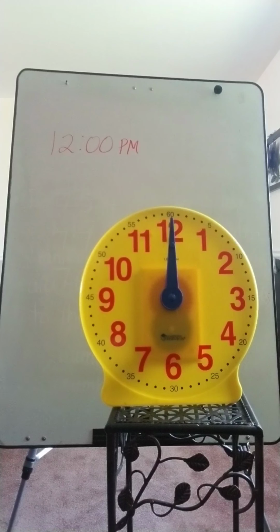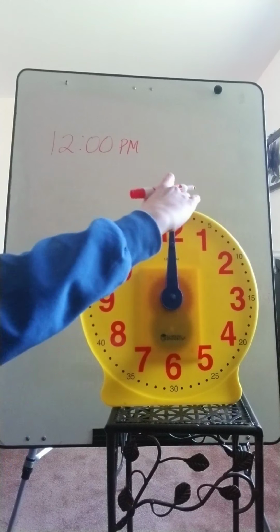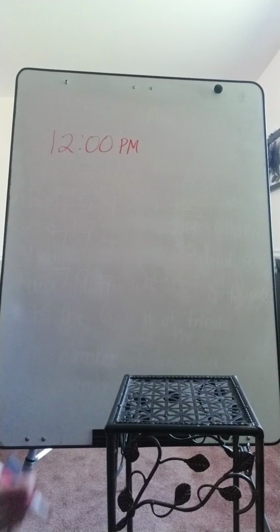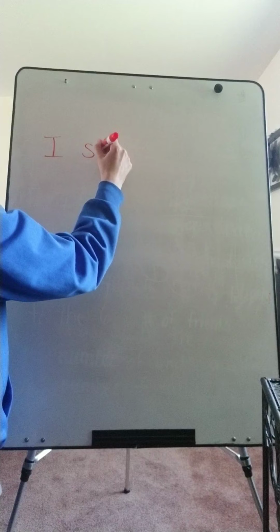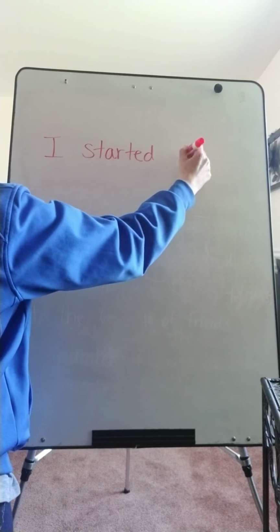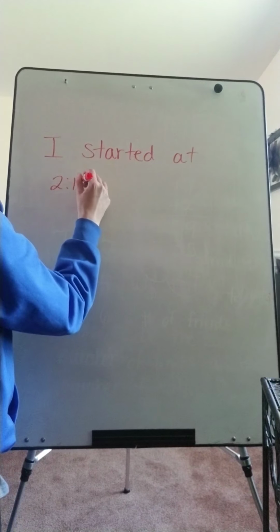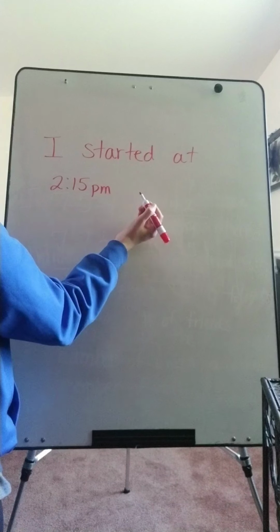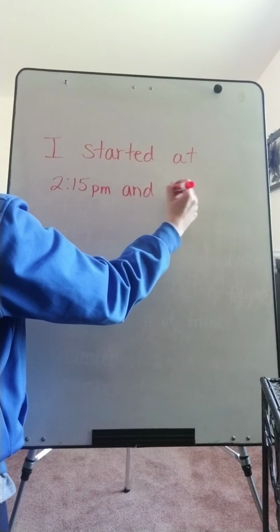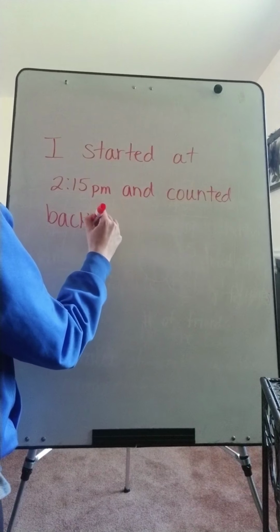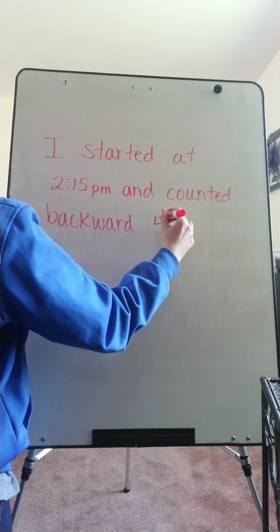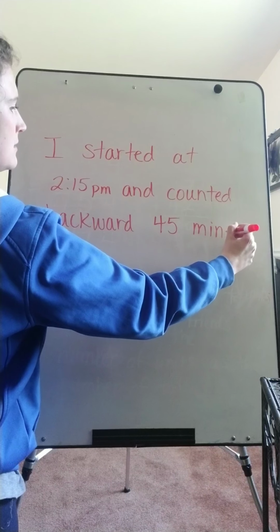Number 4, explain how you found the time Mia started her project. Well, we just work backwards. So we're going to put, I started at 2:15. That was the time she finished her project. And counted backward 45 minutes.